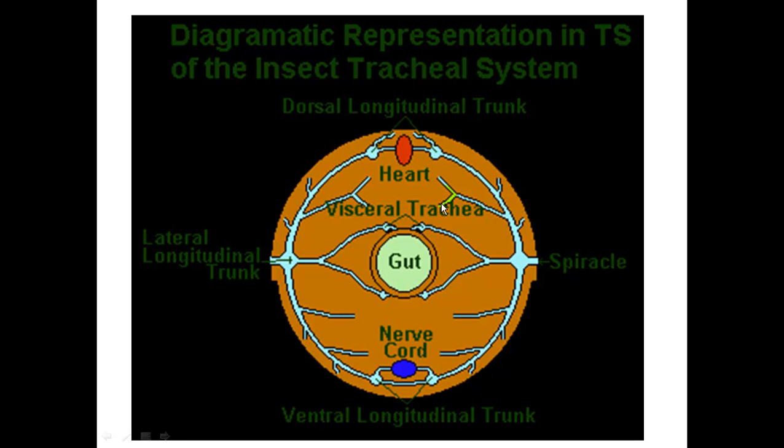And so you can see these are your trachea, and they're connected to the spiracles, and the spiracle is actually a hole on the outside of their body, so the air can directly come in and do the gas exchange.